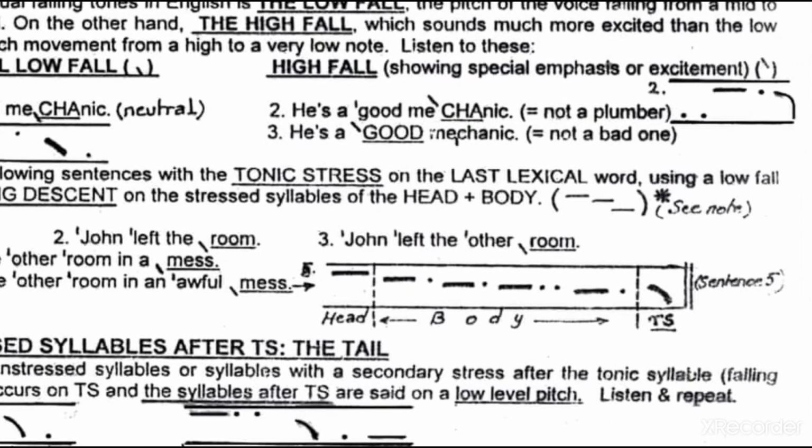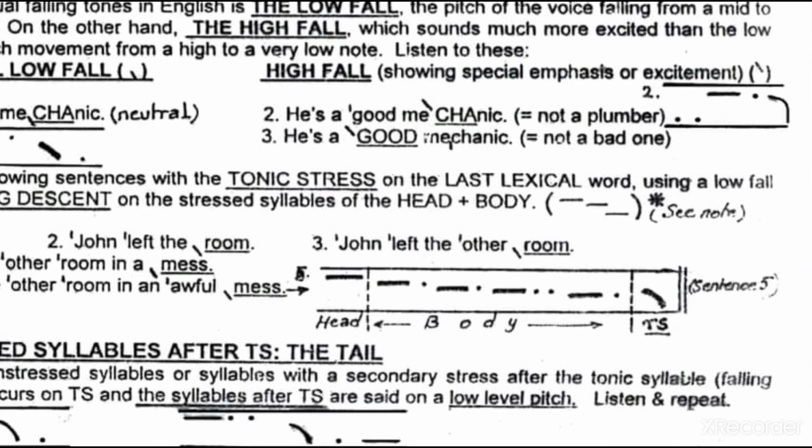However, we use the high fall in only one case, when we want to show emphasis or excitement. Let us see this example. It is the same example but said in another tone. So at the beginning we said he is a good mechanic and it is neutral. But when we want to emphasize that he is a good mechanic, it means not a plumber or any other job. So here the emphatic stress falls on mechanic to mean that he is a good mechanic and not a plumber.